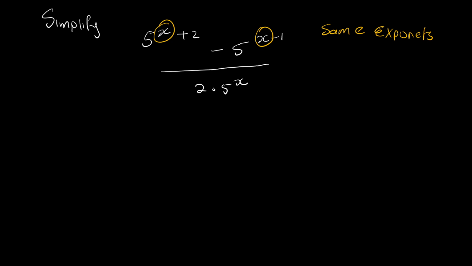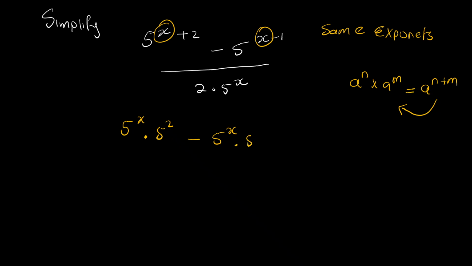So let's reverse the laws of exponents. Remember, if I have a to the power n multiplied by a to the power m, the bases are the same, so we add the exponents. So I'm going to reverse this and write 5 to the power x plus 2 as 5 to the power x times 5 squared, because when I add the exponents, I get 5 to the power x plus 2. I'm going to apply the same law on this side. This will be 5 to the x times 5 to the power minus 1, everything divided by 2 times 5 to the power x.